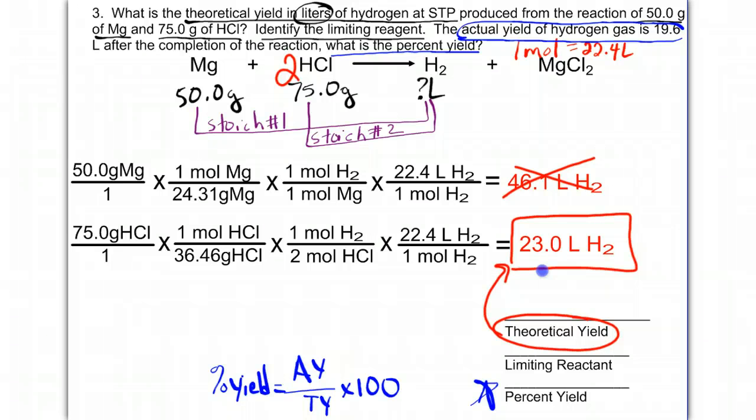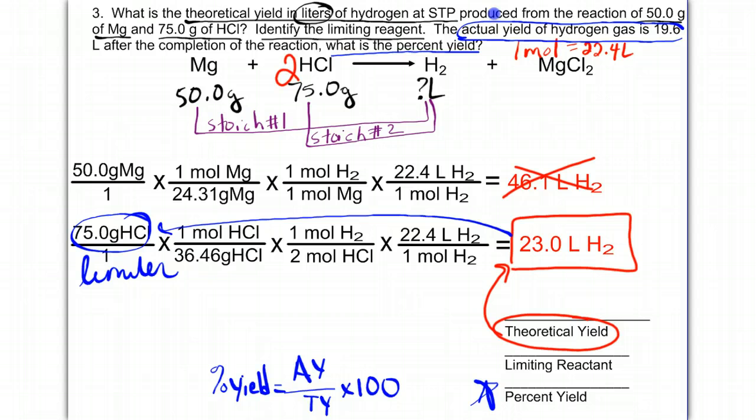That means 46.1 liters really isn't anything. If 23.0 liters is our theoretical yield, then that means that what I used to get that theoretical yield is my limiting reactant, or the limiter, which makes my 50.0 grams of magnesium the excess. So my limiting reactant is 75.0 grams of HCl. My theoretical yield is 23.0 liters of hydrogen.